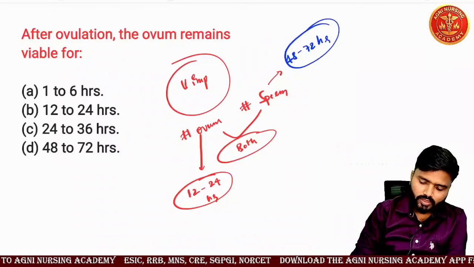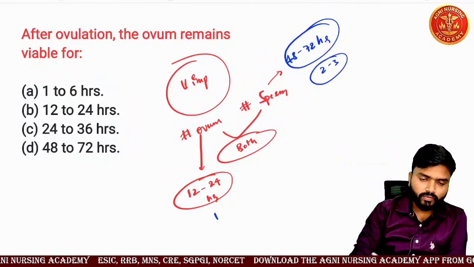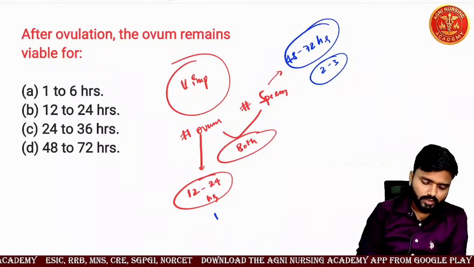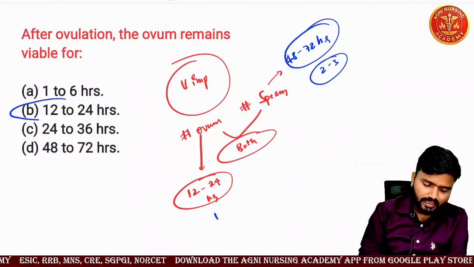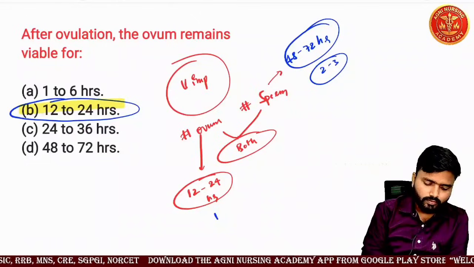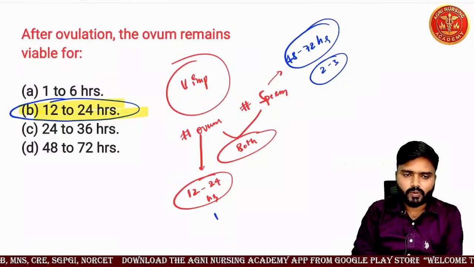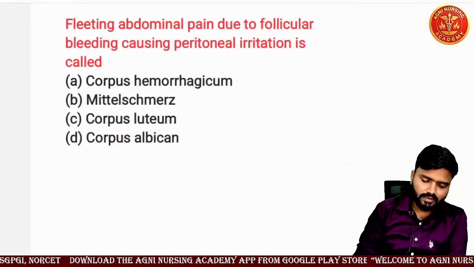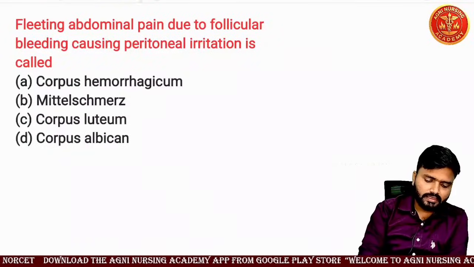Understood? So this is only one day, this is 2 to 3 days. Female 1 day, male 2 to 3 days. Understood? So here option B is the right answer for this question. 12 to 24 hours is the viable period of the ovum. Understood? Yes sir. Next question you can see here.